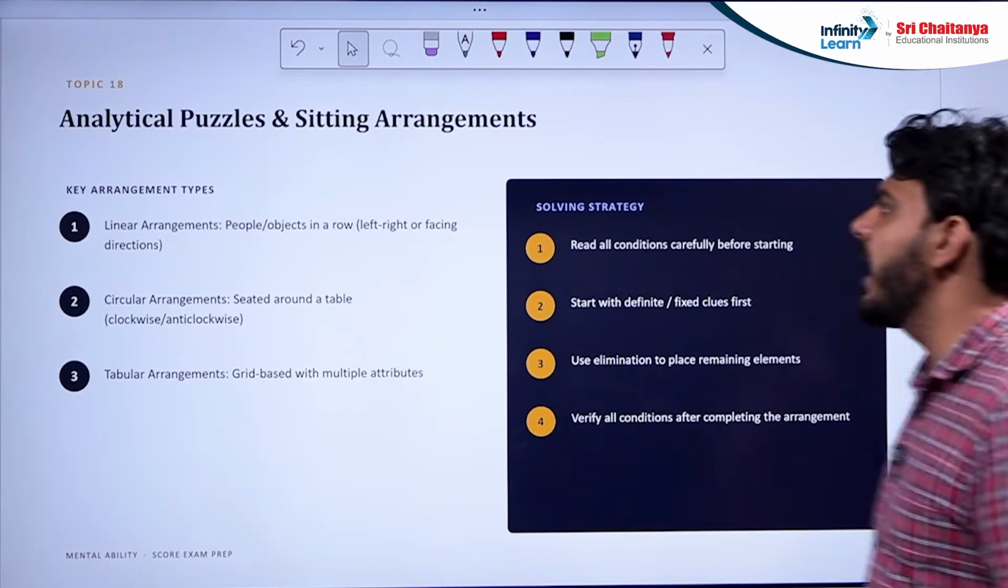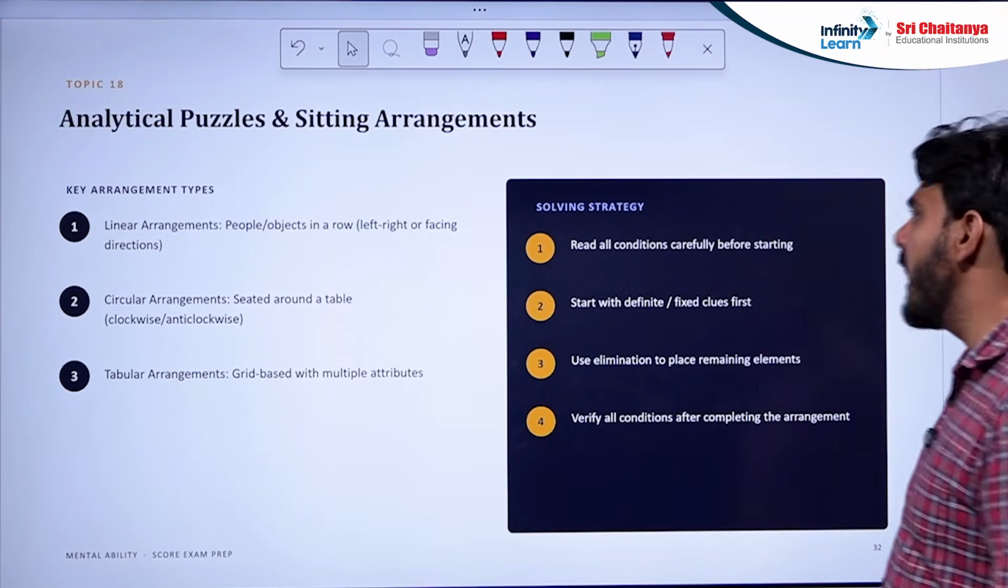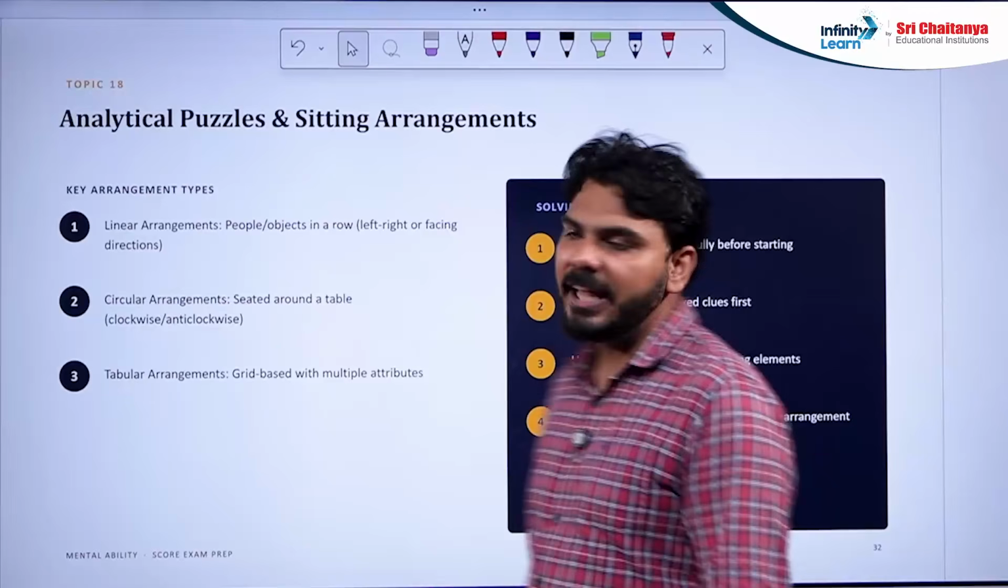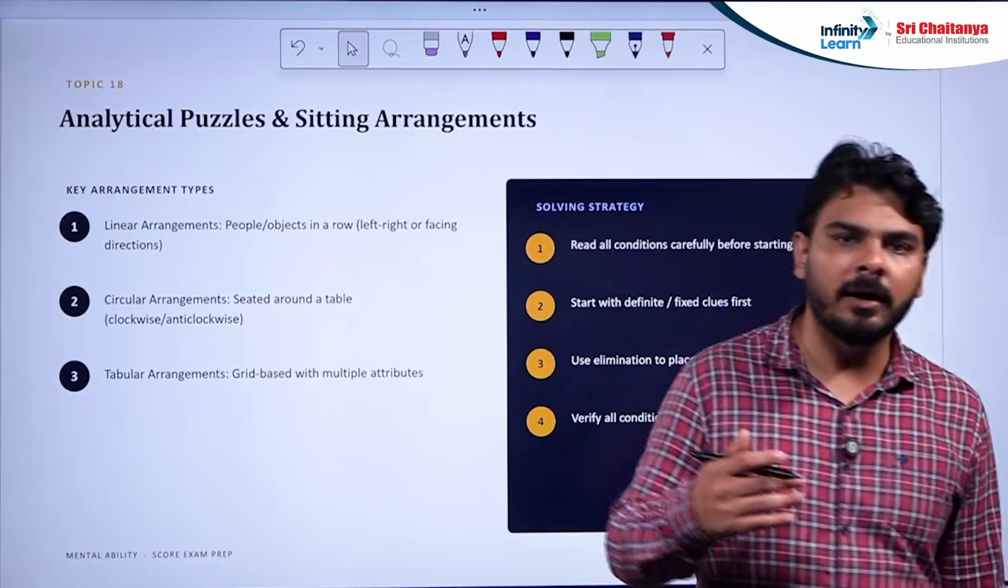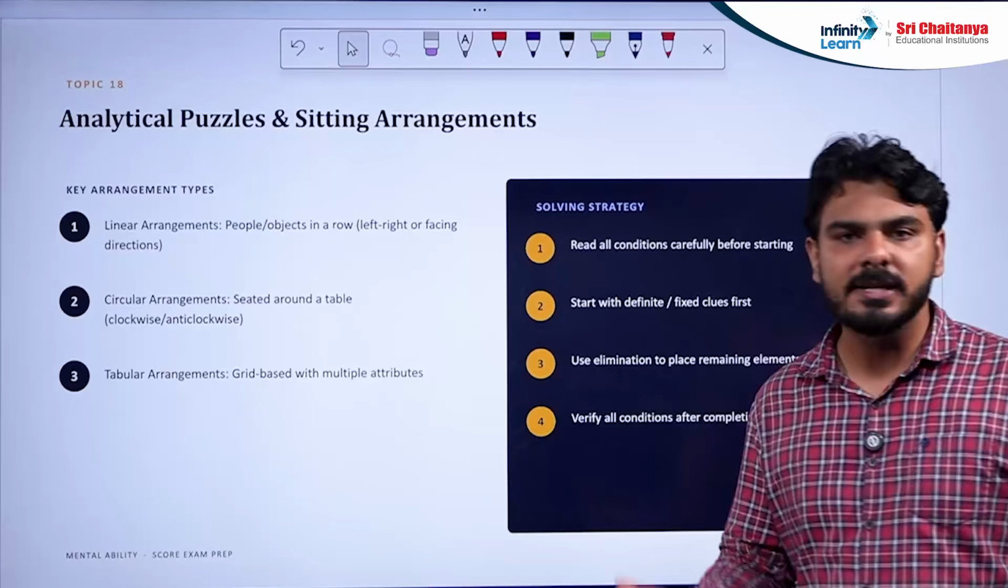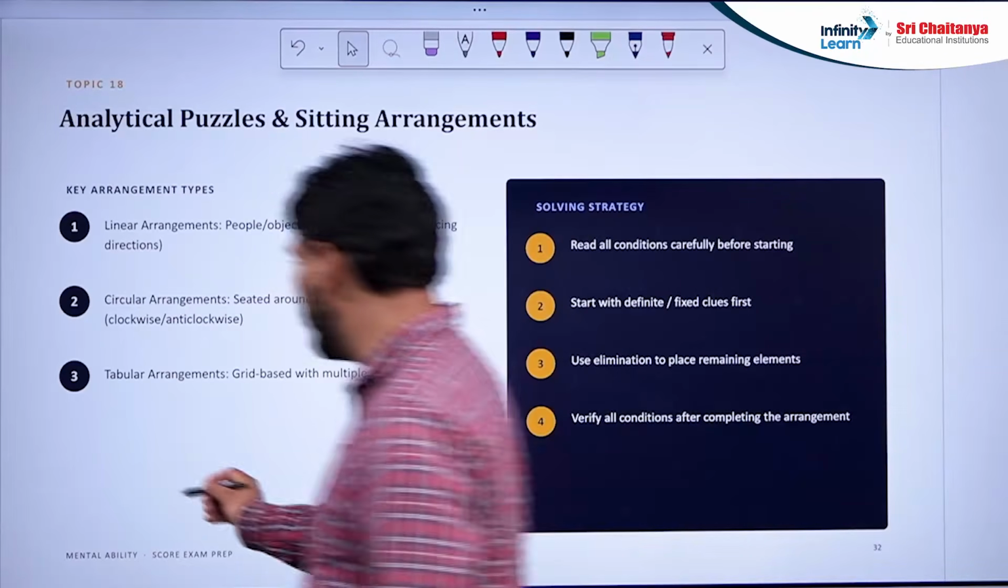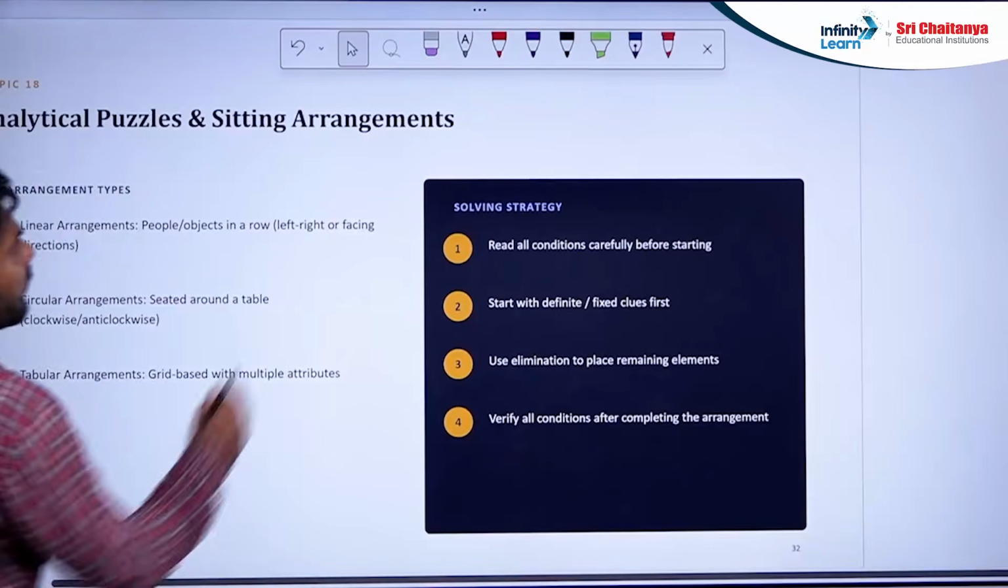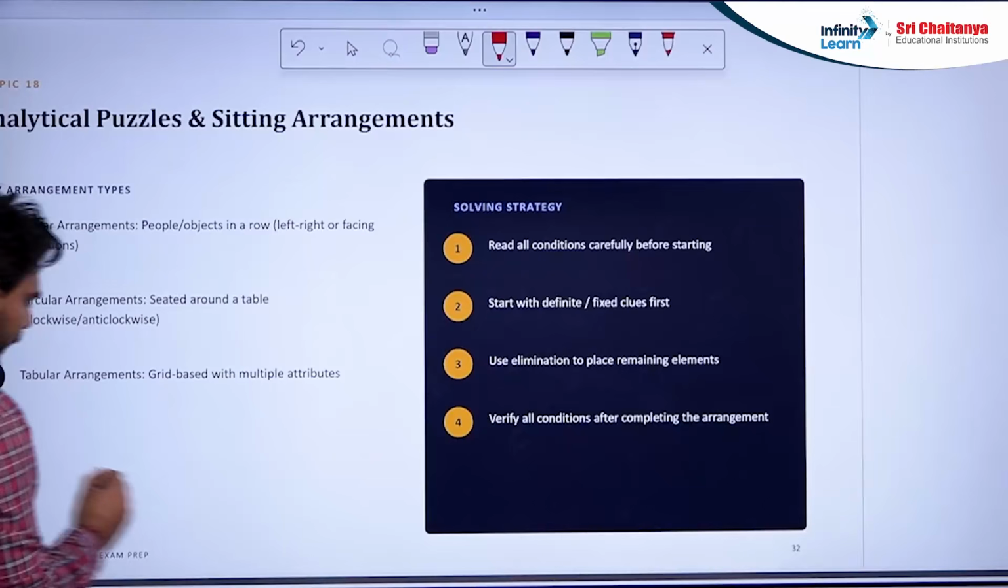Next chapter is analytical puzzles and sitting arrangements. So sitting arrangements is like when we make some persons sit in linear order. Linear order means in a line.